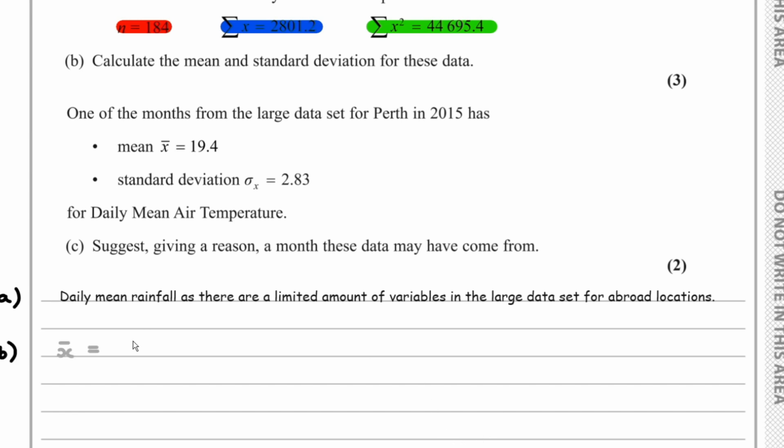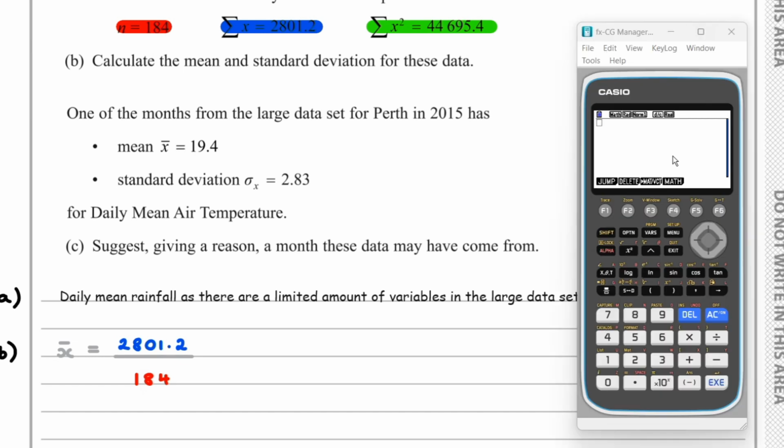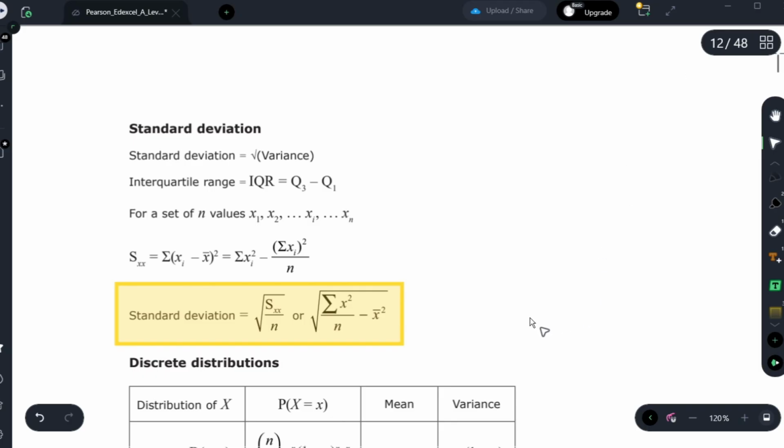For Part B, the mean, x bar, is equal to the sum of the x's, 2801.2, divided by n, which is 184. Working this out, it turns out we get 15.2, etc. The standard deviation is equal to the square root of the sum of the x squareds over n, subtract the mean squared.